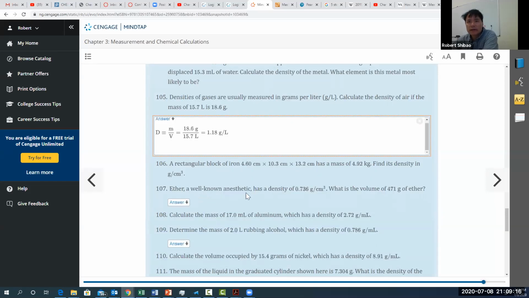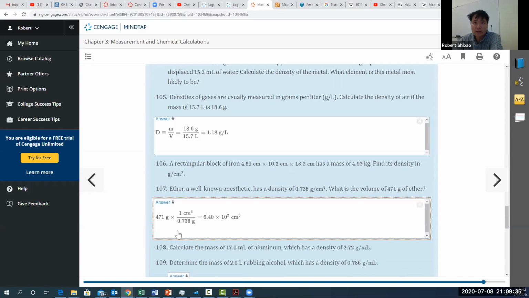Ether, a well-known anesthetic, has a density of 0.736 grams per cubic centimeter. What is the volume of 471 grams of ether? And so this is our conversion factor here. This converts cubic centimeters to grams, or we invert it and it converts grams into cubic centimeters. And so we can take a look at how they did it here. They converted grams into cubic centimeters by inverting the density here. That's three sig figs, they get three sig figs at the end.